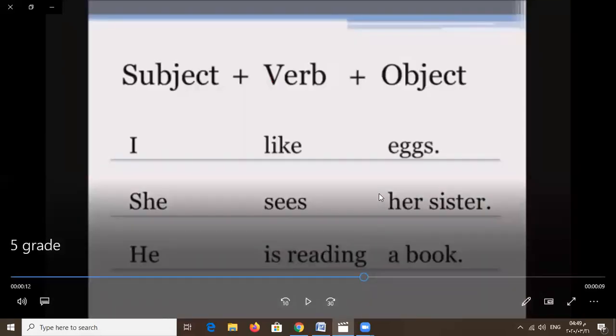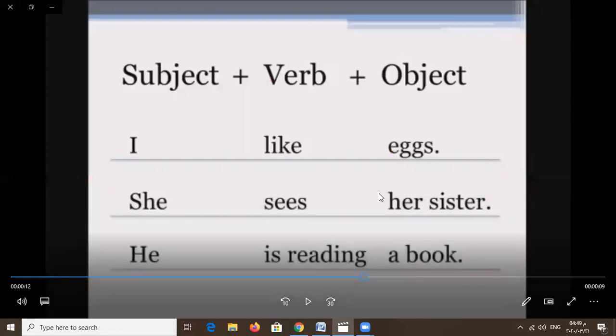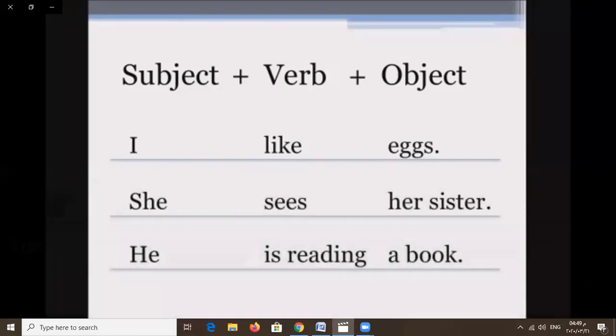Subject, verb, object. I like eggs. I, subject, like, verb, eggs, object. She sees her sister. She, subject, sees, verb, her sister, object. He is reading a book. He, subject, is reading, verb, a book, object.